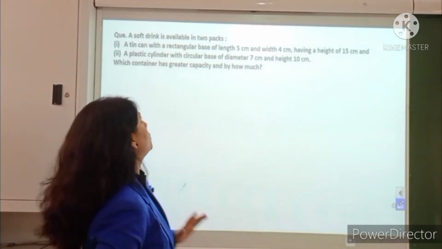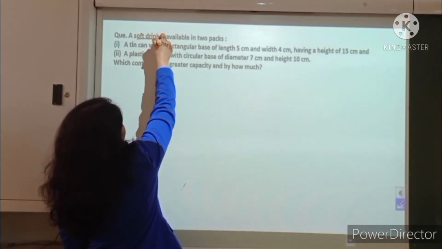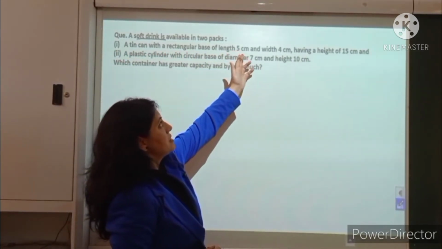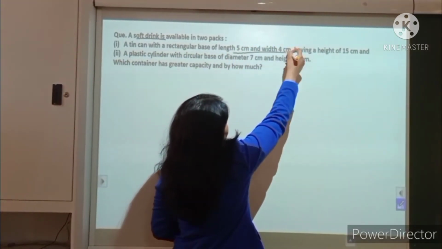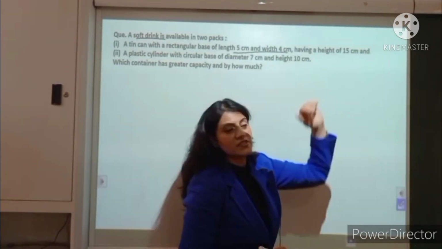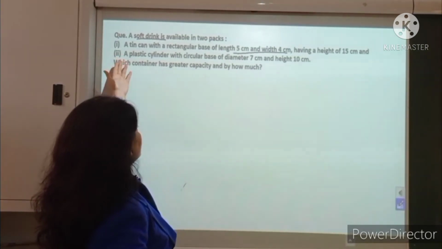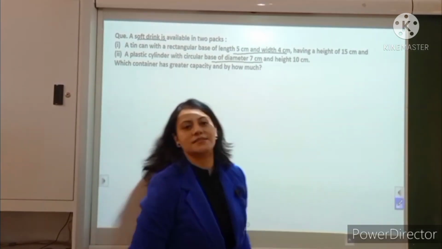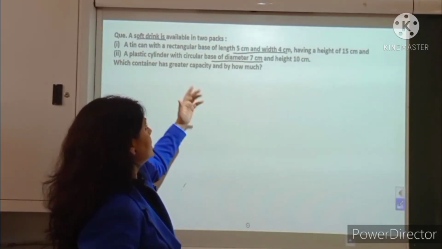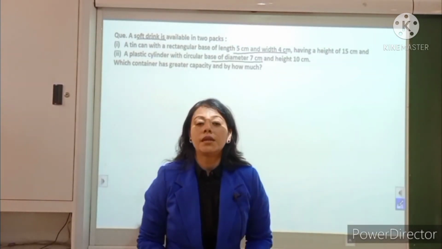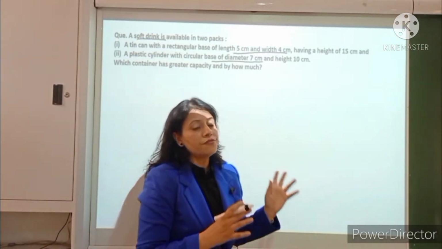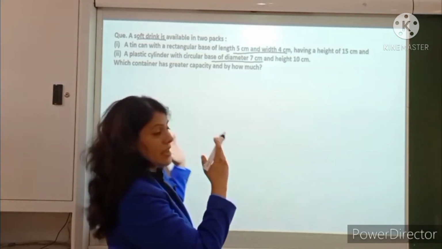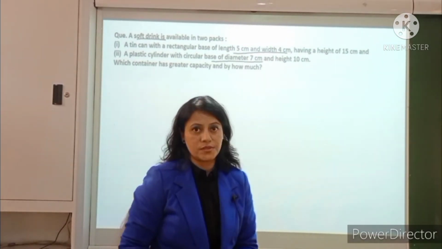Now, we have a question where we have a soft drink which is available in 2 packs. First, a tin can with a rectangular base of length 5 cm and width 4 cm and height of 15 cm. And the second one is a plastic cylinder with circular base of diameter 7 cm and height 10 cm. Which container has greater capacity and by how much? In order to compare the capacities of the 2 different shaped cans, we need to find the volume of the can with the rectangular base and the can with the circular base.